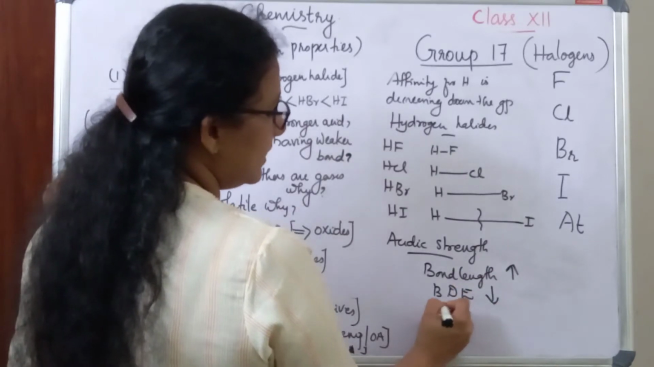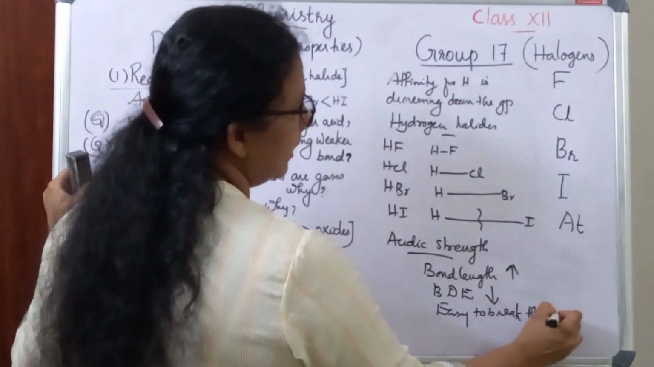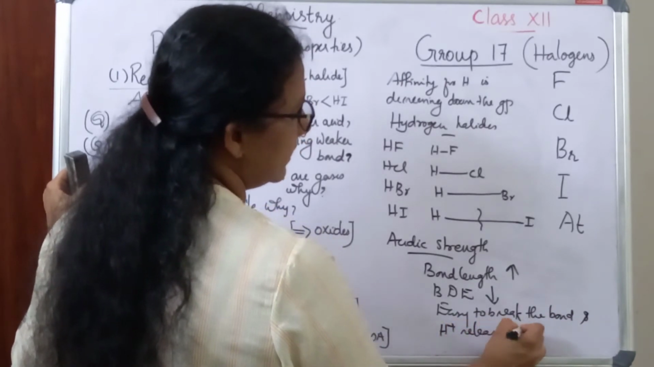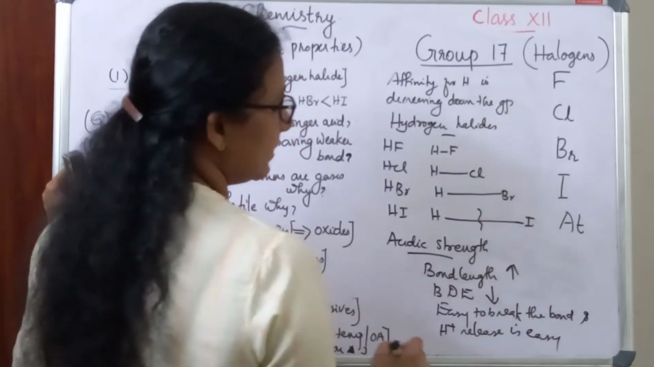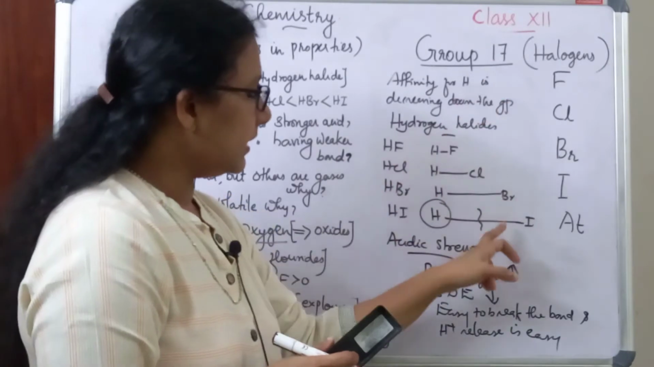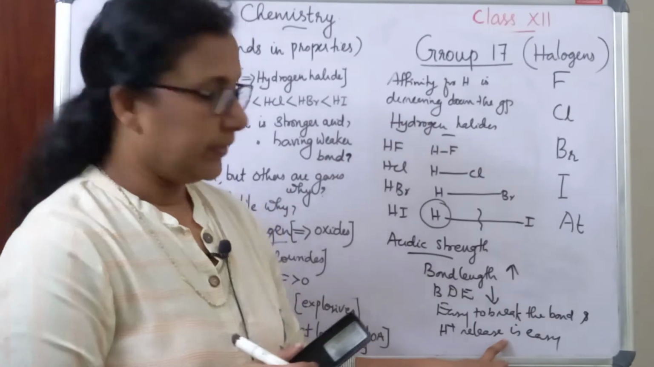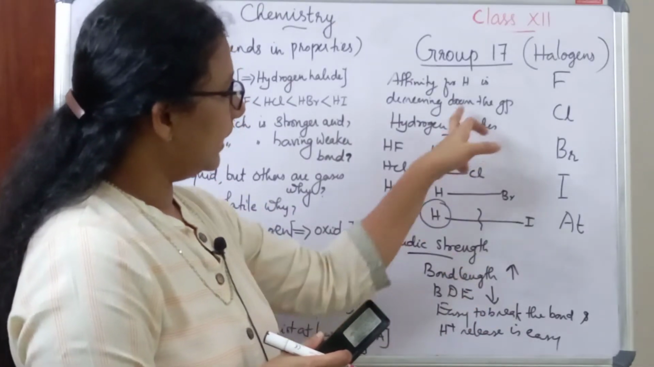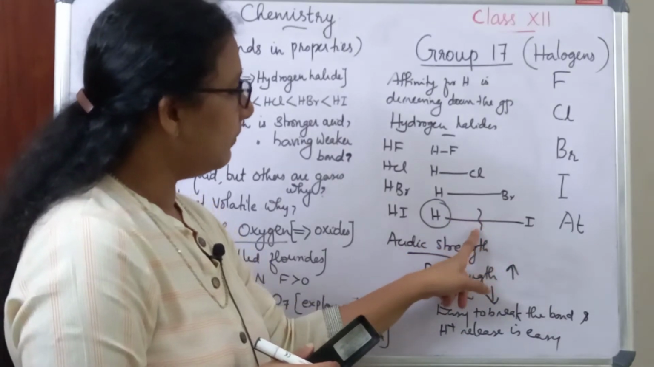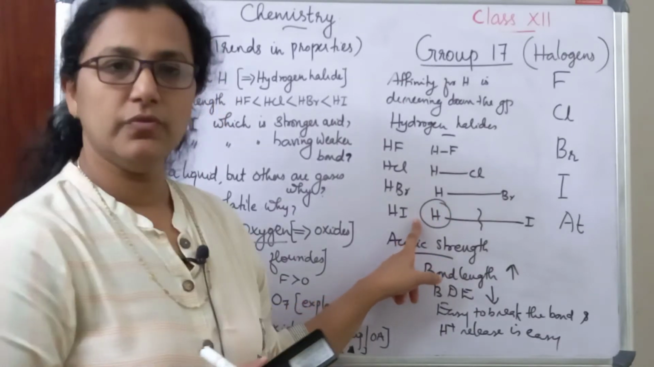So it is very easy to break the bond, and H plus release is easy. That increases the acidic strength. So when H plus release is easy, we can say the acidic strength is increasing down the group. In the case of HI, it is very easy to break the bond and H plus release will be easy. So the acidic strength is more in the case of HI.